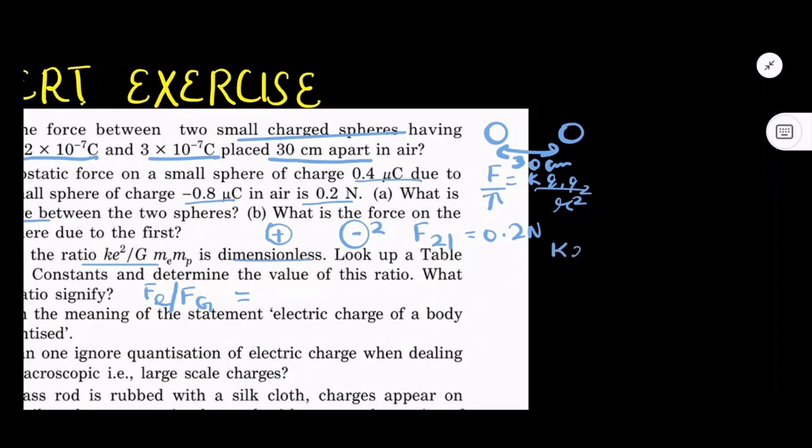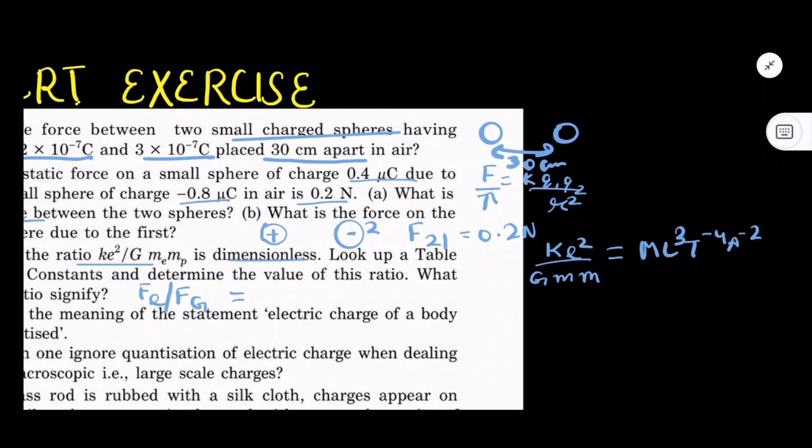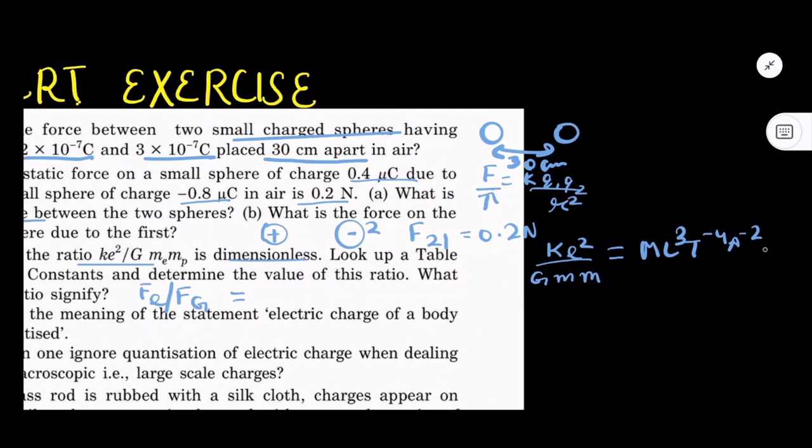So let's substitute all the values for this ratio. We are given k e square by G m e m p. Okay, so for the k we have just calculated, it is M L cube T minus 4 A minus 2. So again we can substitute for e, it is A square T square, right?